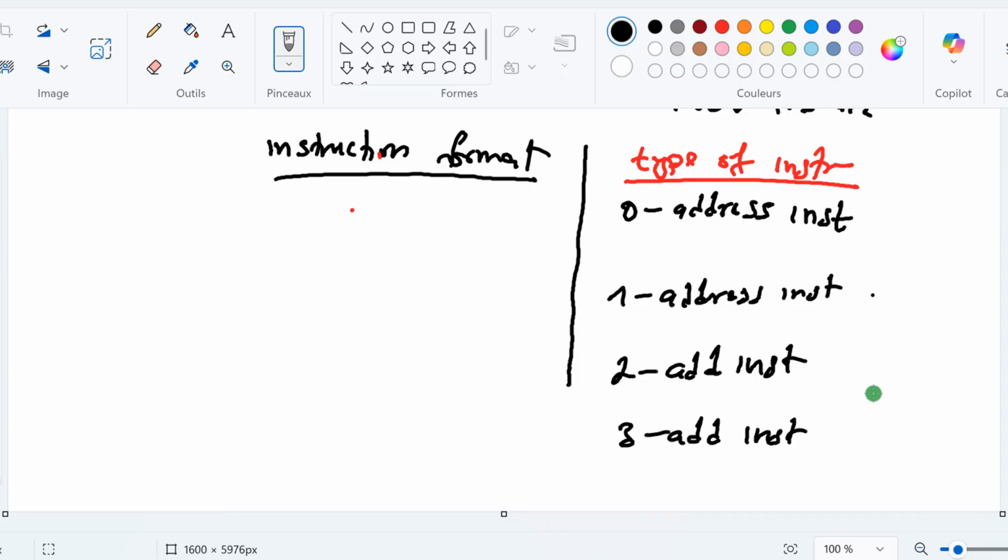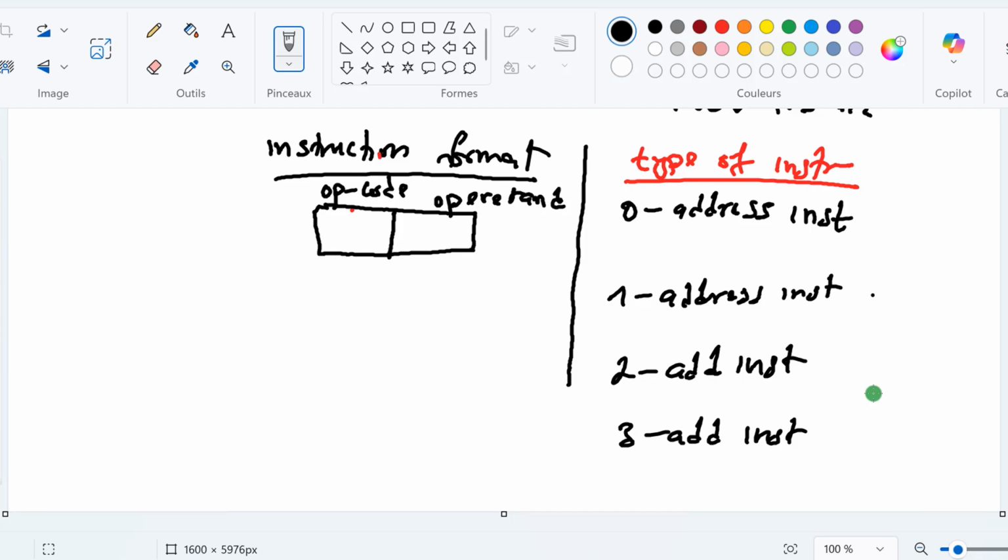Before giving the differences, let me explain what an instruction format is, because it's related. Generally, instruction format simply represents the format of an instruction being interpreted by the CPU, or your processor. The basic structure of an instruction format is made up of two parts. The first part is what we call the opcode, the second part is what we call the operand. Never forget this: the opcode and the operand. You can be asked in the exam to explain that.